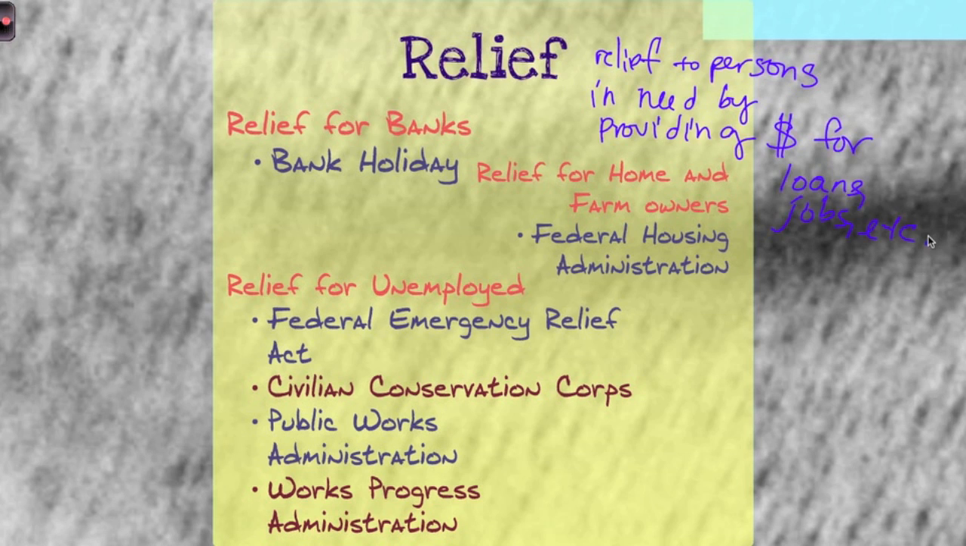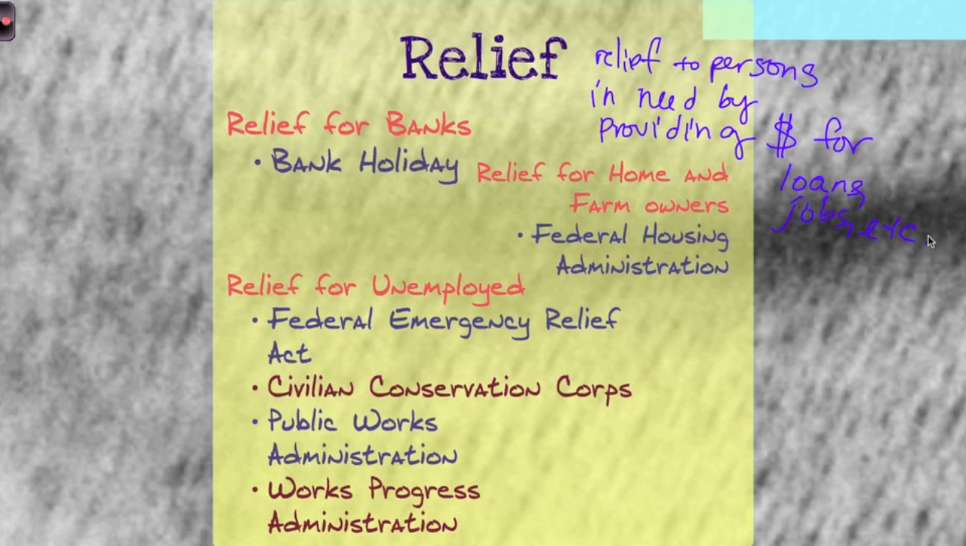So some different examples of this: the bank holiday, doing this after the banks fell. He gave relief for home and farm owners such as the Federal Housing Administration. So sometimes today, whenever you see certain things for government funded housing, that comes from this idea.